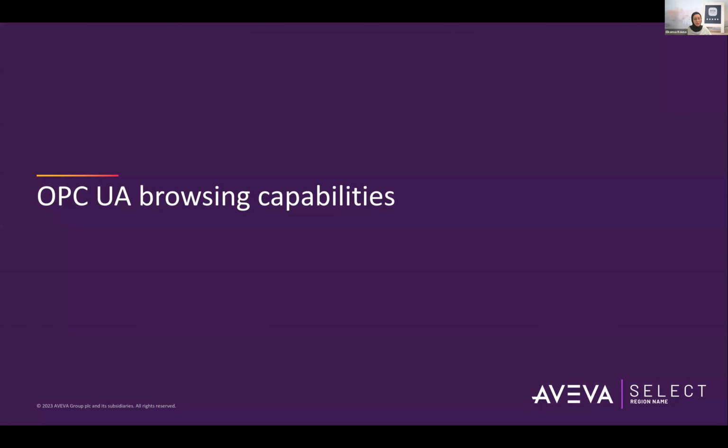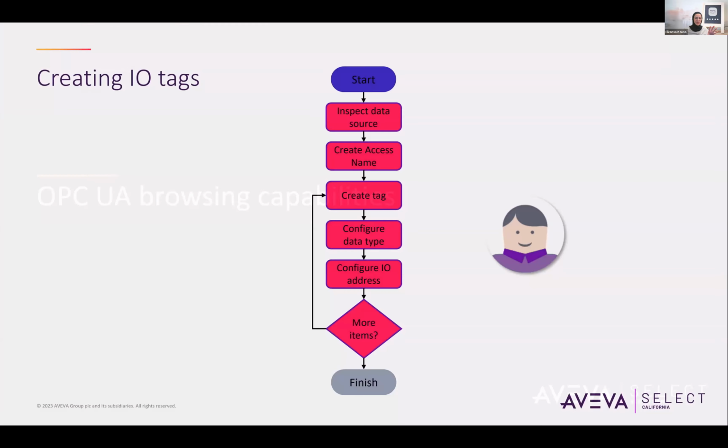The next and the last feature I have here, I think I'm over time, is OPC browsing. This is going to be a little bit shorter. OPC UA browsing capabilities were also not available before 2023 R2.